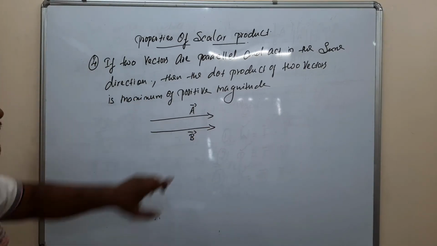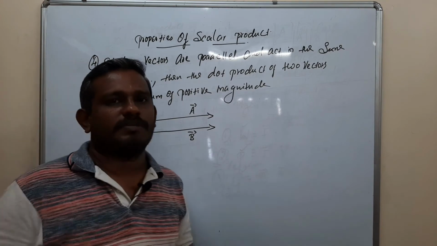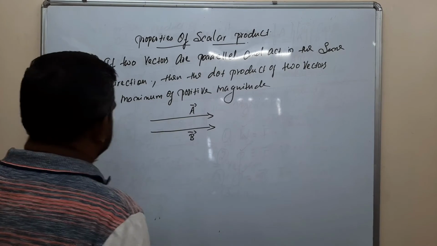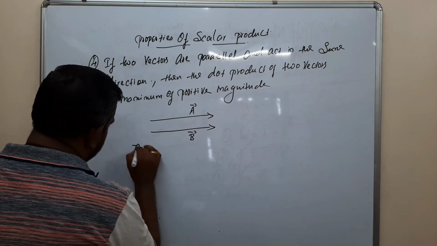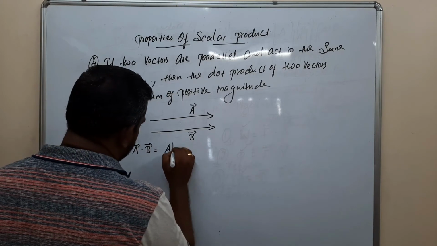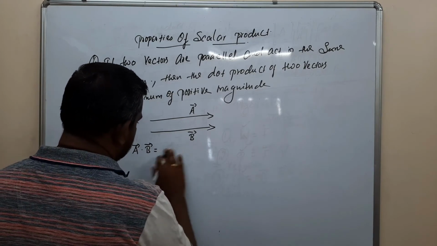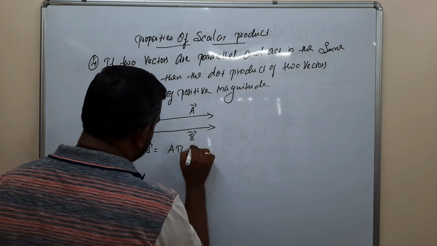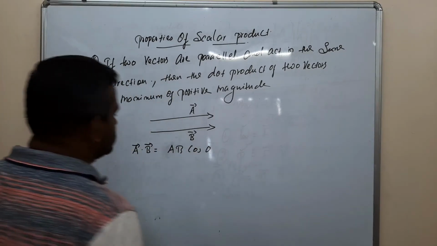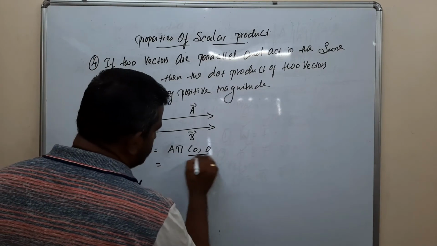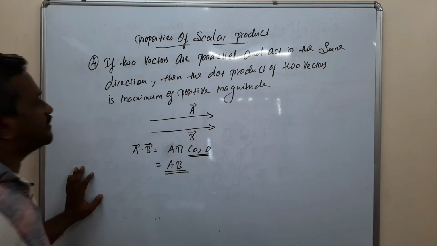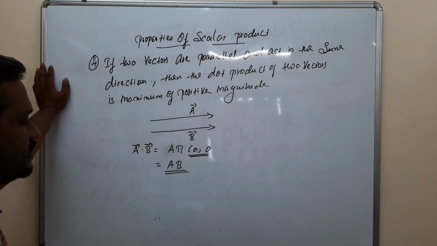So what is the angle between these two vectors? If two vectors are parallel, the angle between them is 0. So A vector dot B vector is equal to AB cos 0. What is cos 0? Cos 0 is 1, so AB. So the dot product is maximum.